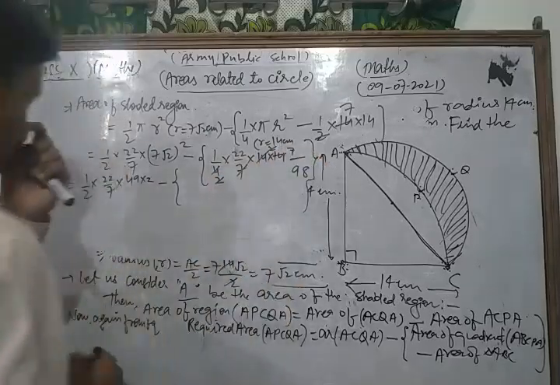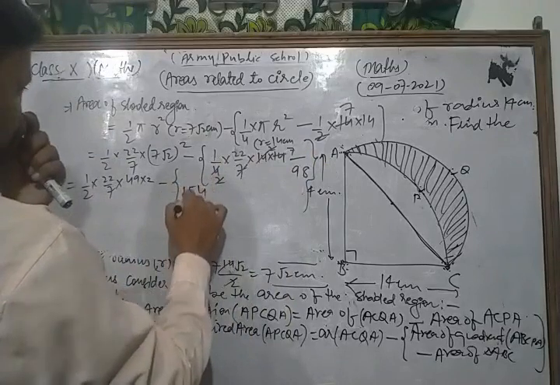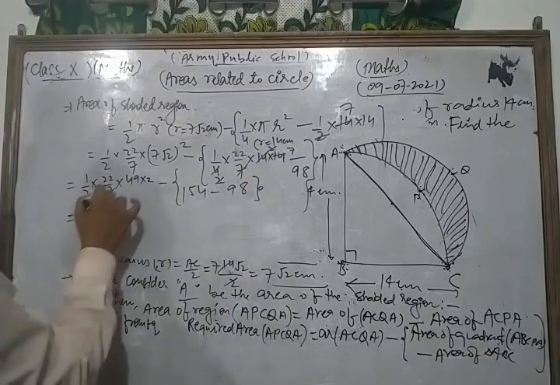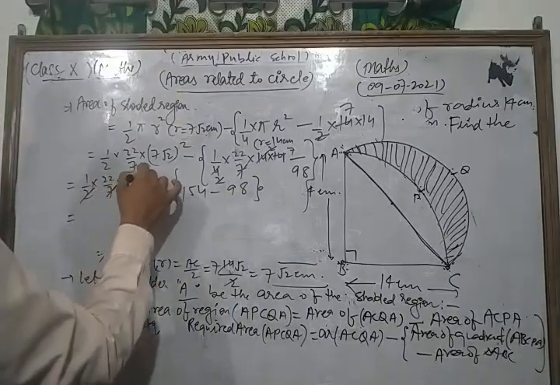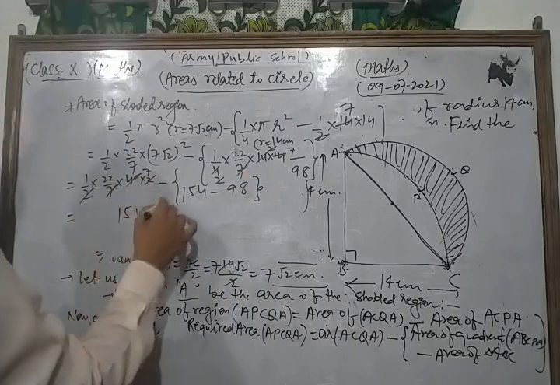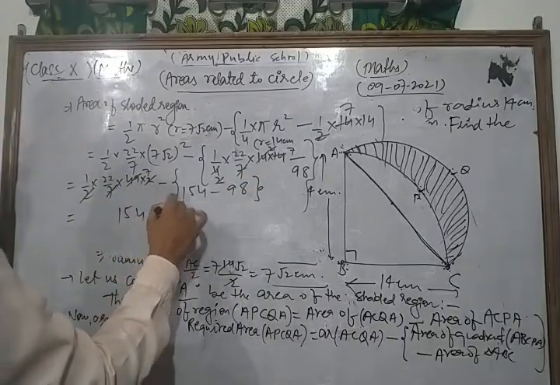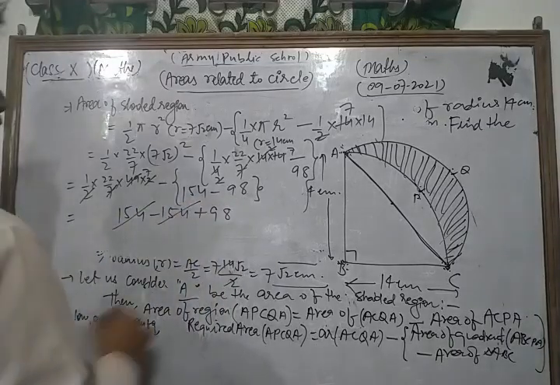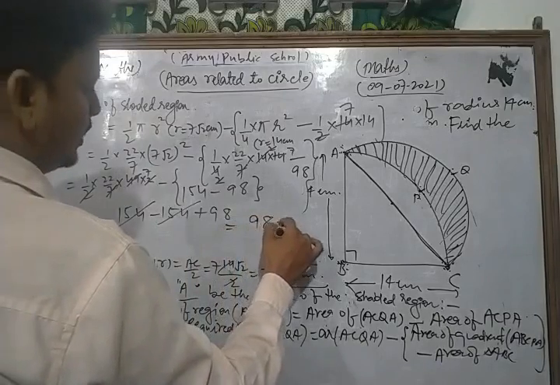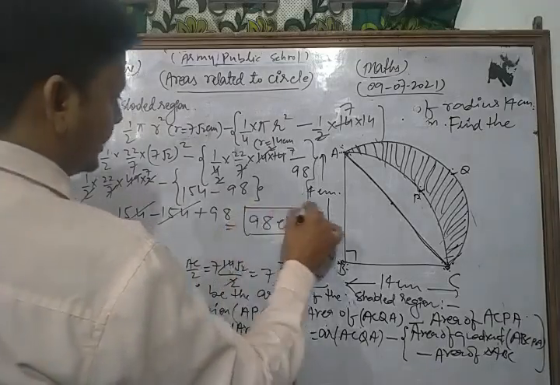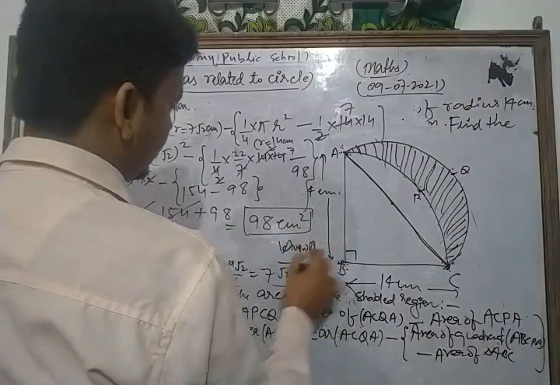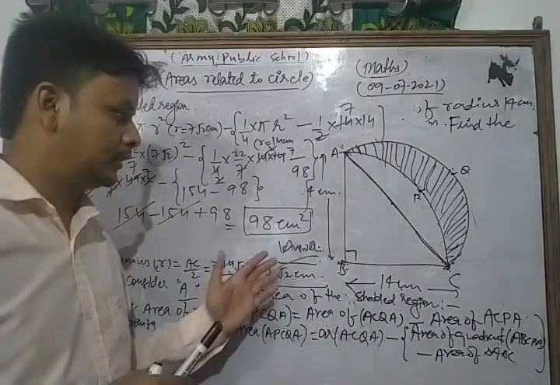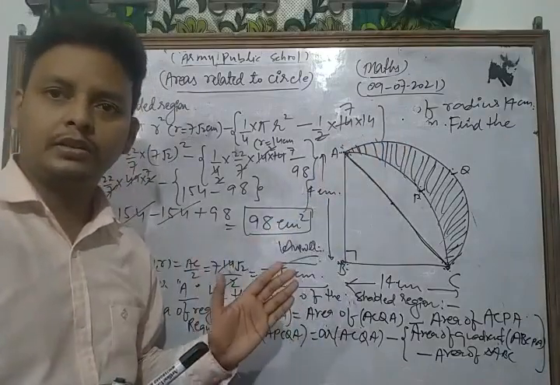So 154 minus, in bracket, 154 minus 98, minus 98. Now from there 2 cancel each other, and 7 sevens are 49. Break the bracket: 154 minus 154 plus 98. So 154 cancels. So we find the required area of the shaded region as 98 centimeter square. This is the required area, dear friends, the area of the shaded region of the question.